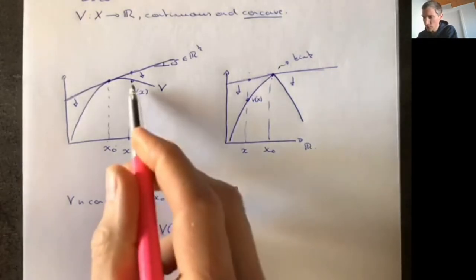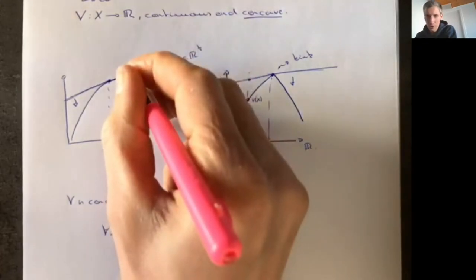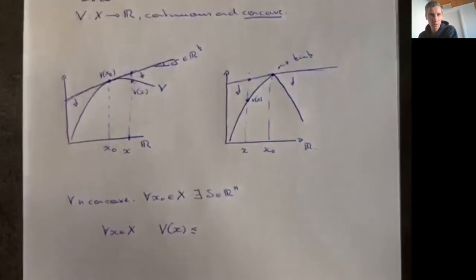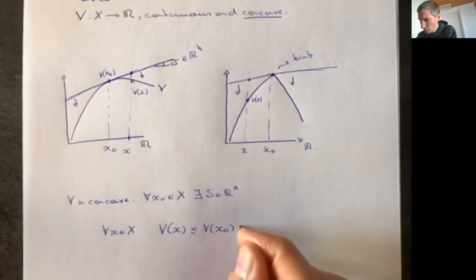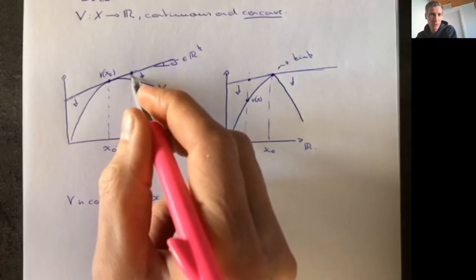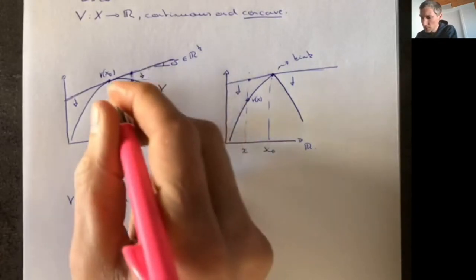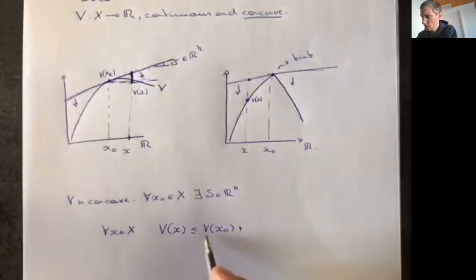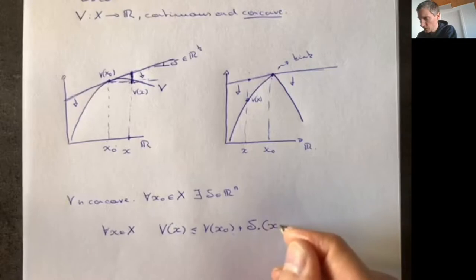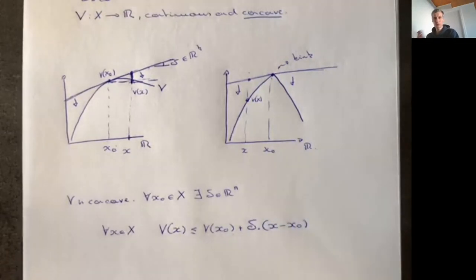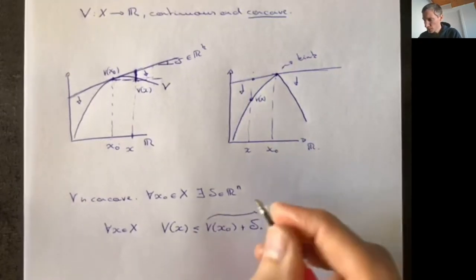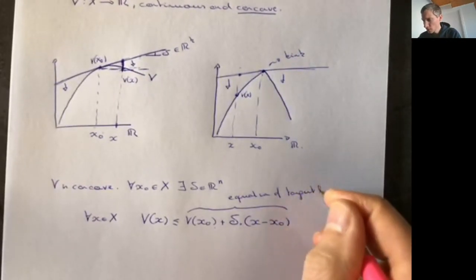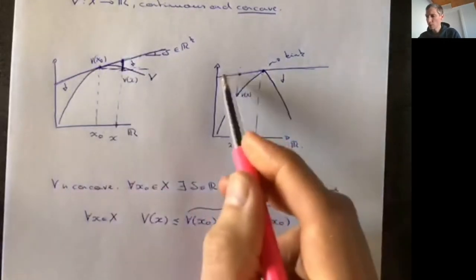v of x, right, which is this point here, is less or equal to this point here. Okay, and what's this point? Well, it's v of x0 plus something, okay, which is this. If I have x0 here, it's basically this distance here. Okay, so it's less or equal to v of x0 plus delta times (x minus x0). And this is the dot product. Okay. So this here is the equation of this tangent line here. Or is the equation of this line here.